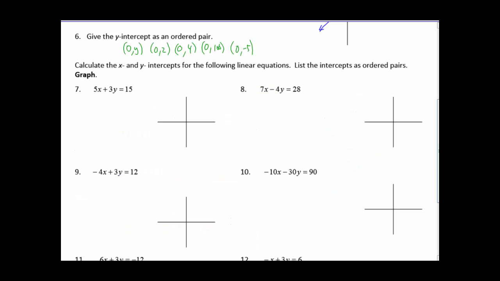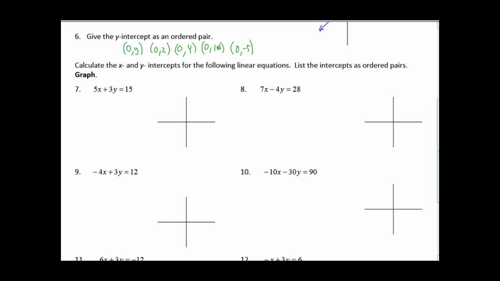So for 7 through 12, we're going to calculate the x and y intercepts given the following linear equations, list the intercepts as ordered pairs, and graph. If we start with number 7, 5x plus 3y equals 15.